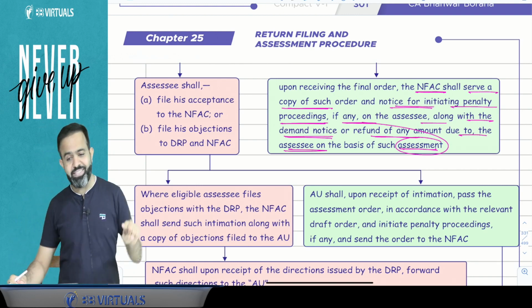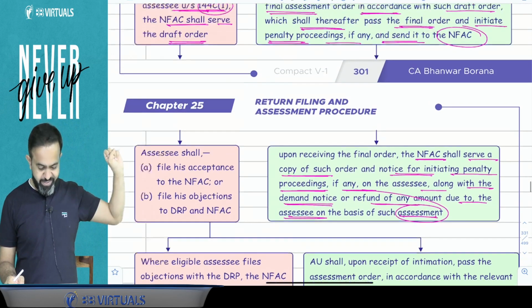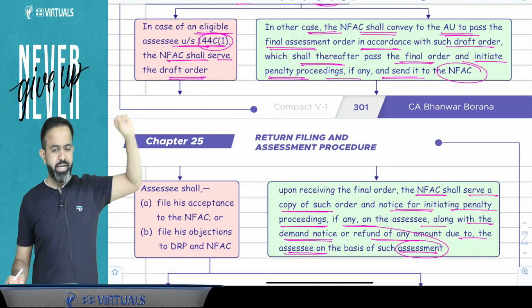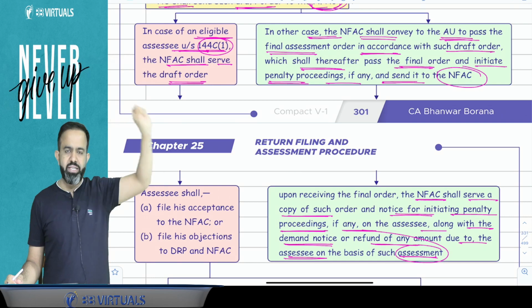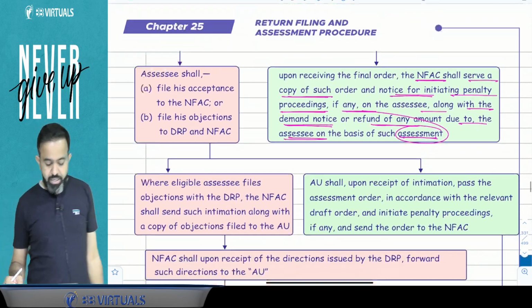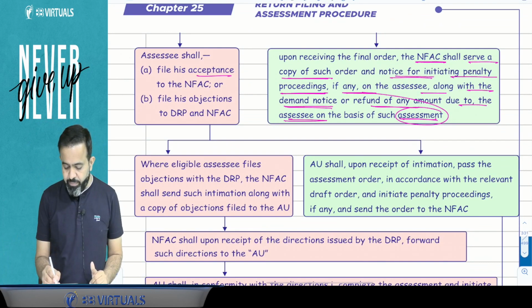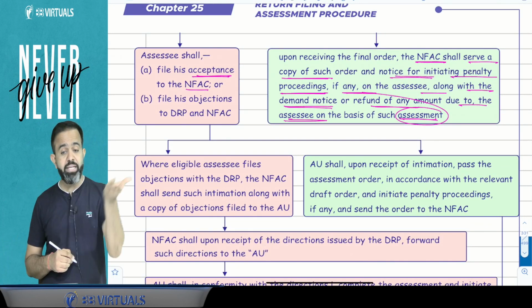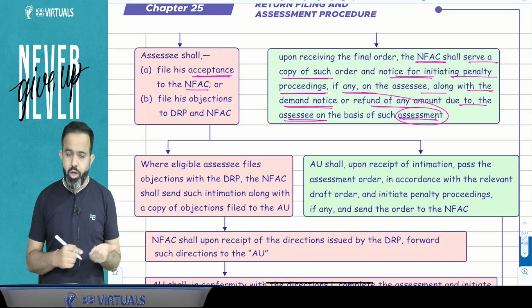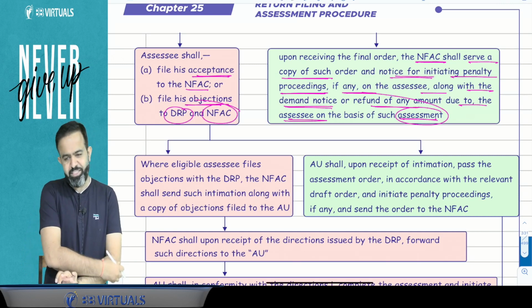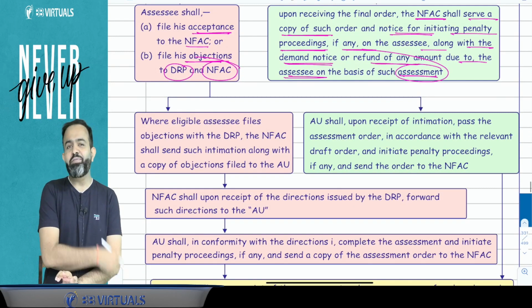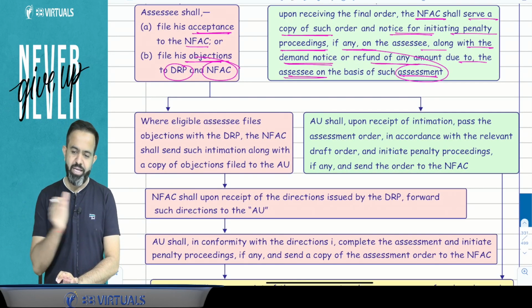Now what happens if the assessee is a DRP assessee? Suppose the assessee is an eligible assessee as per section 144C, such as a non-resident foreign company or any other assessee whose case was transferred to the TPO. Then what will happen? The assessee either has to file his acceptance to the NFAC, or file his objection to the DRP as well as the NFAC. Here the assessing officer is the NFAC only. So here we will file the objection to the DRP as well as the NFAC.